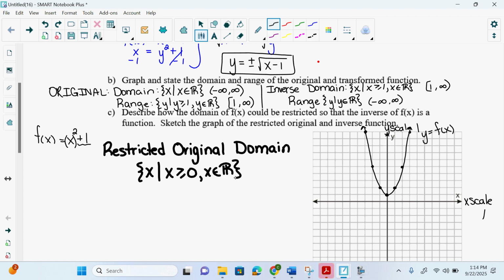I could keep it if I asked you to draw the whole thing. But if I asked you to restrict the domain like this one, it says describe how the domain of f of x could be restricted so that the inverse of f of x is a function. Sketch the graph of the restricted original and inverse. So now I need to get rid of that left arm, correct? Because I need to sketch the original and the inverse. The restricted original. Well, I kept greater than and equal to 0, so I have to get rid of all of that.